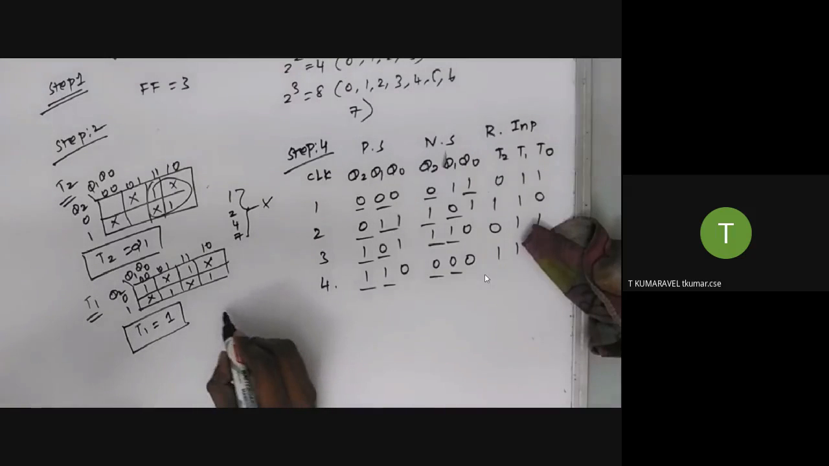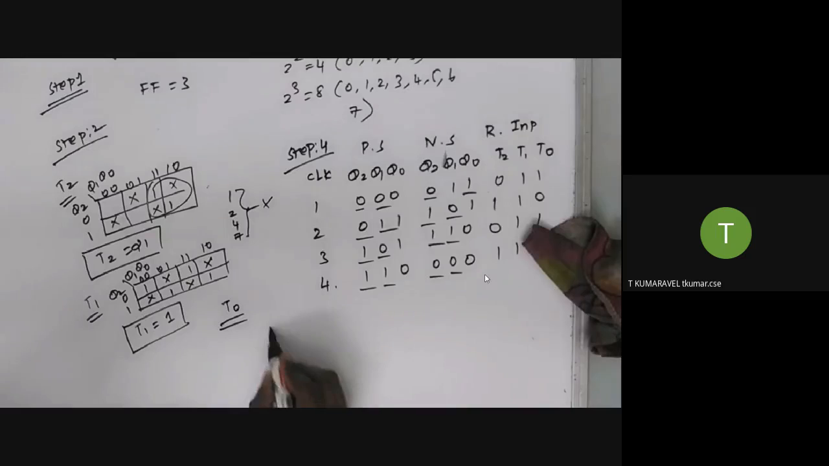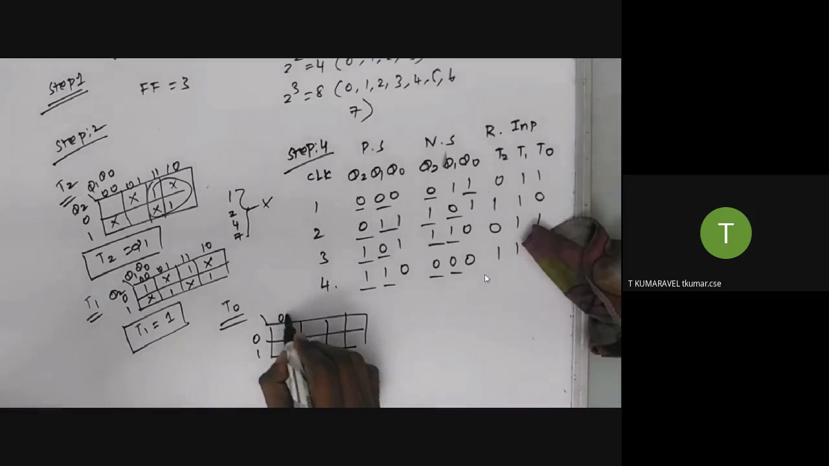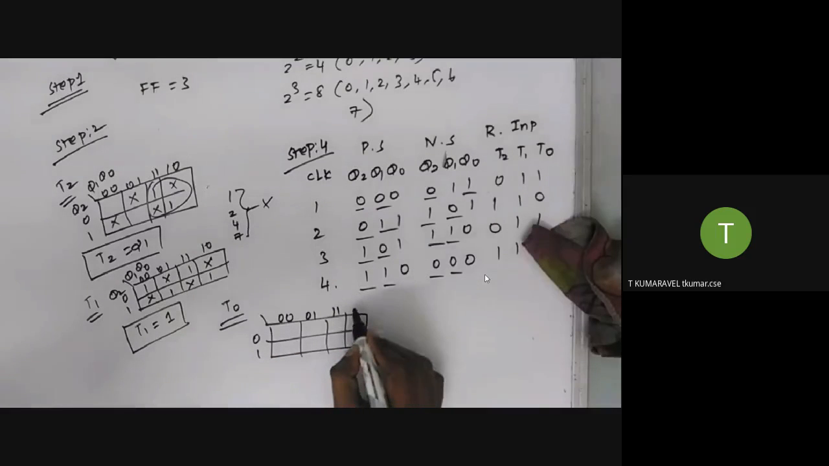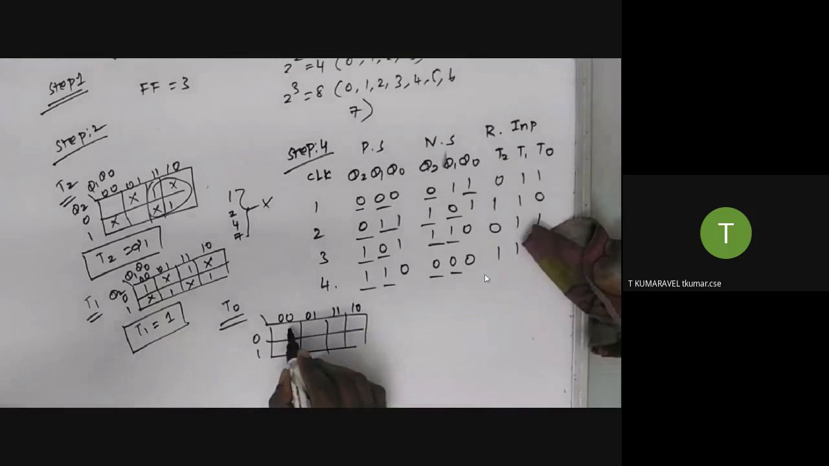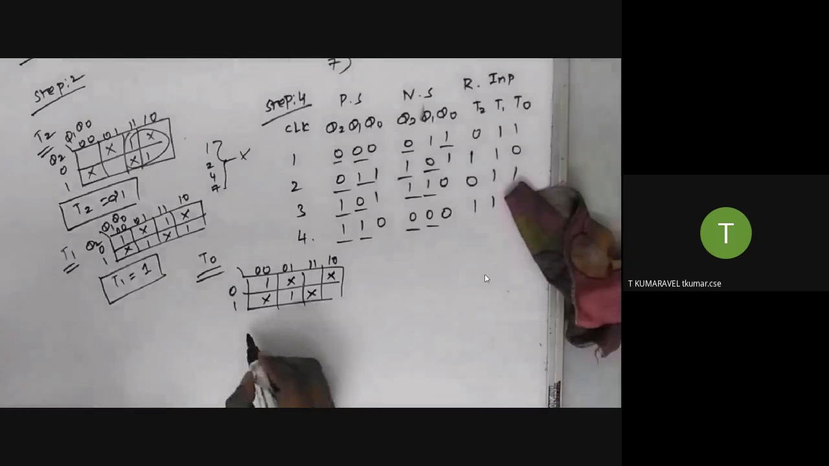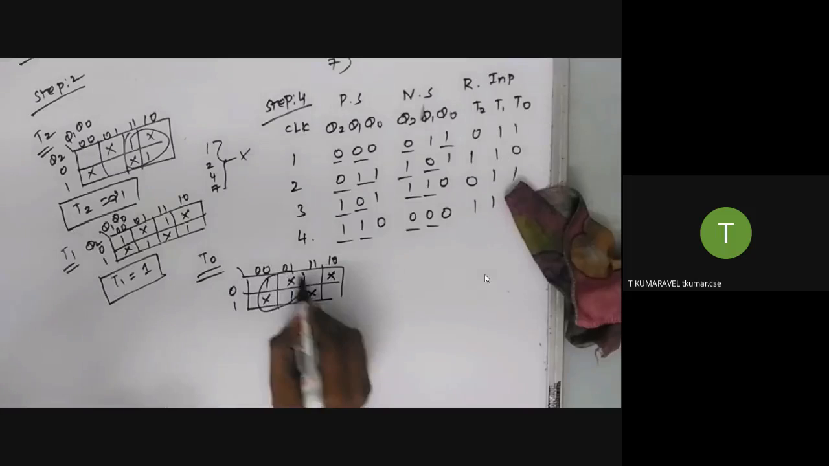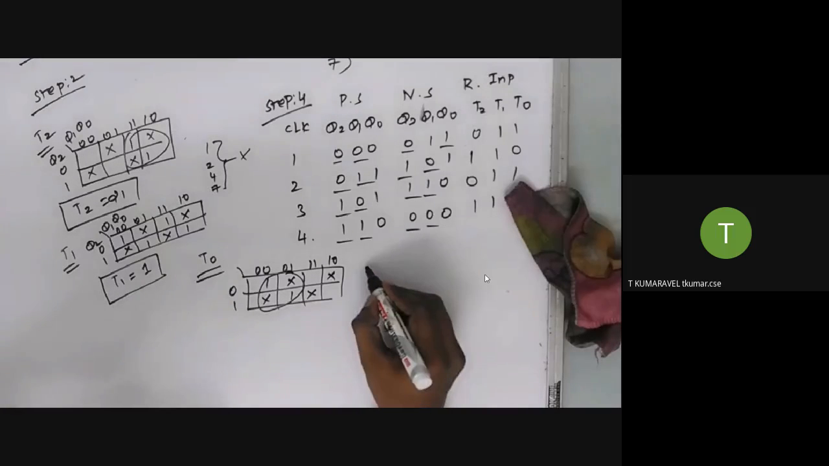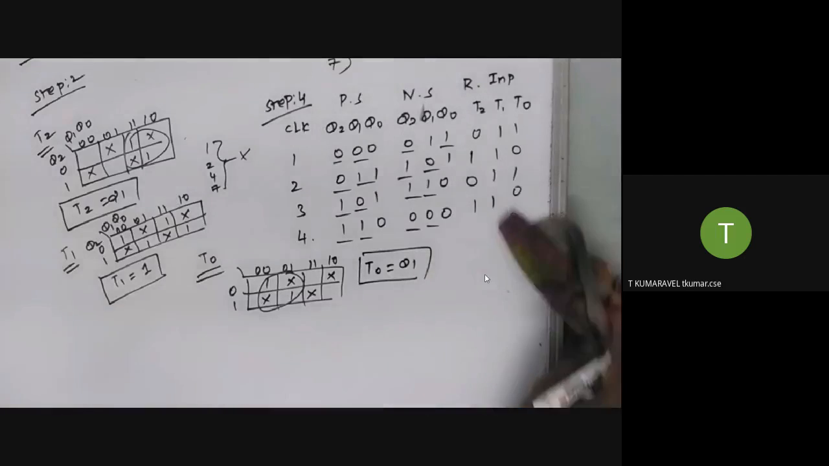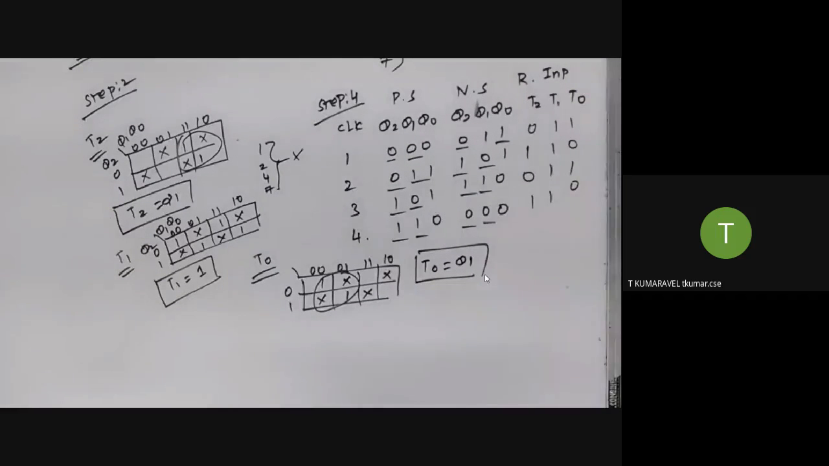The last case is T0. Here, this is a 1, this is a 1. The remaining places I fill up with the don't care condition. So quad grouping is possible. If you do that, the answer is Q1 bar.